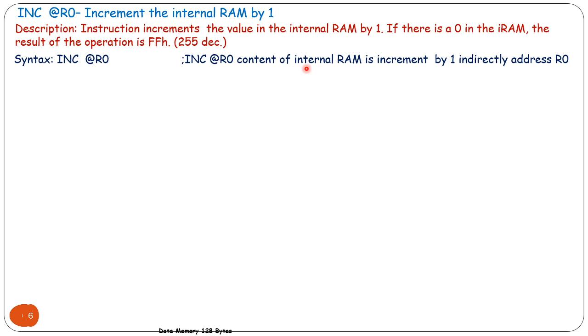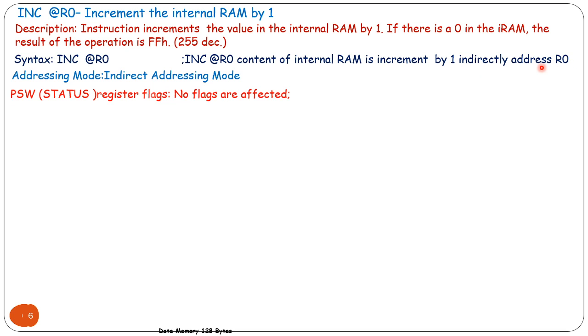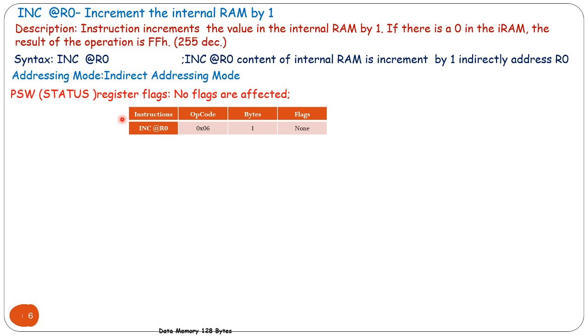Syntax: INC @R0. Increment R0 content. INC @R0: the content of the internal random access memory is incremented by 1 and indirectly addressed by the R0 register. This is register indirect addressing. No flags are changed, not affected. The instruction INC @R0 having operation code 06 and byte 1, no flags affected.